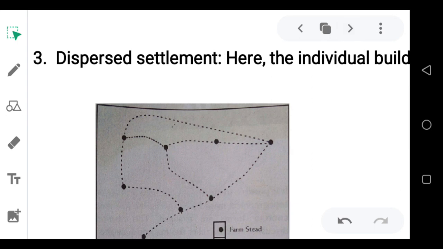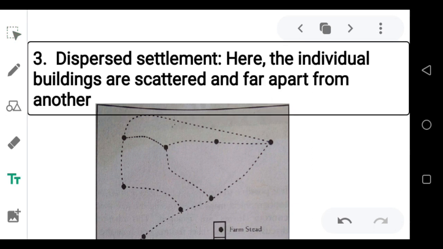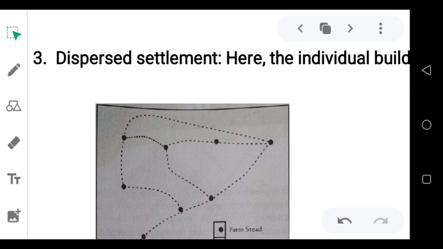Number 3, we have dispersed settlement. Dispersed or scattered settlement. Here, the individual buildings are scattered and far apart from one another, as you can see in the diagram. Can you see the buildings? Scattered.